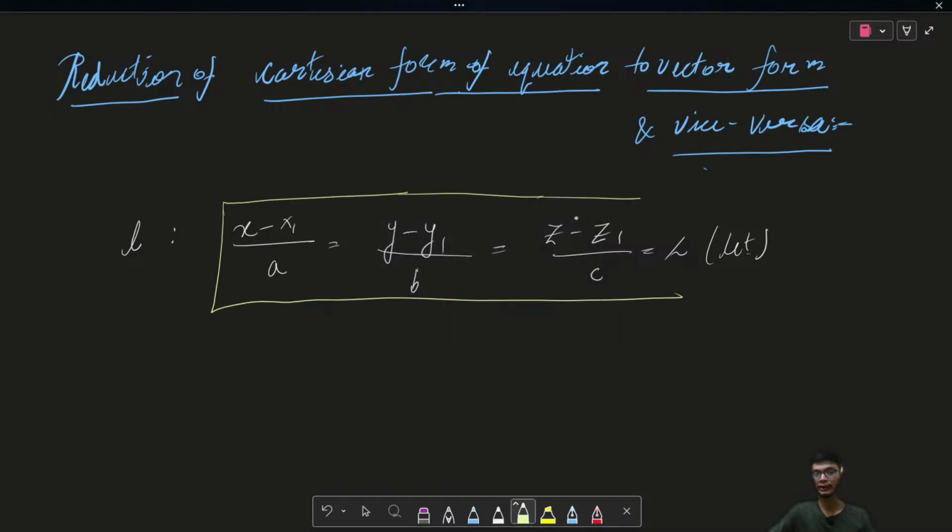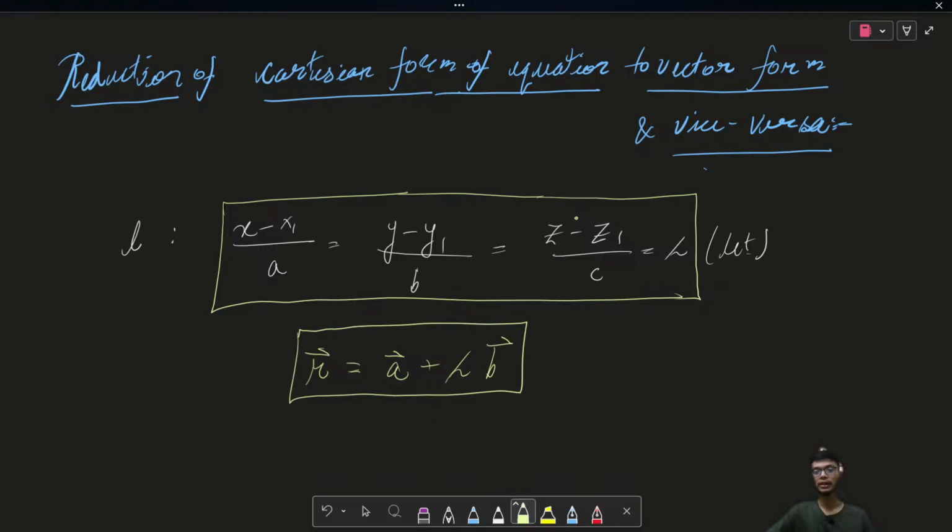Now if I need to convert it into the vector form, we have seen that we can do it very easily, because the vector form of the equation looks like a vector plus lambda times b vector, where a is the position vector of that known point and the b vector is the direction ratio vector of that particular line. This is what we discussed in our previous class. Both of them denote the same equation of the line. Now, you will be given the equation in one format, and you have to easily convert it into the other format.